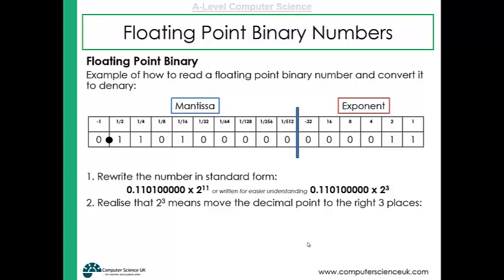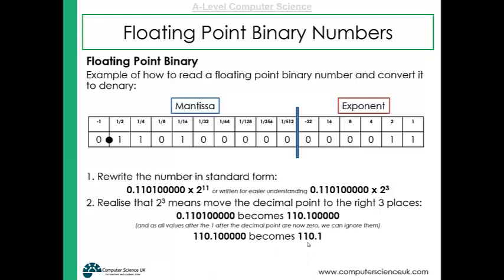So if we get our mantissa and we move the decimal point to the right 3 places, we end up with 110.1. We can ignore the zeros that follow that. So 110.1 is the value that this floating point binary number is representing, and that's 6.5 because it's one lot of 4, one lot of 2, no ones, and then one lot of a half, so 6.5.